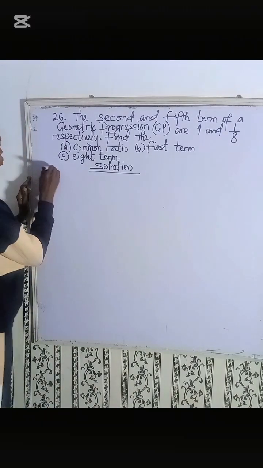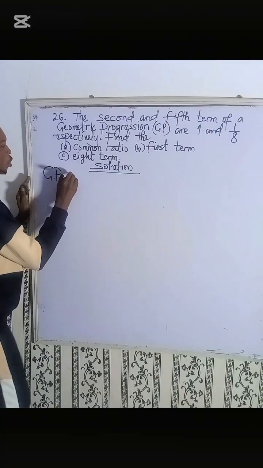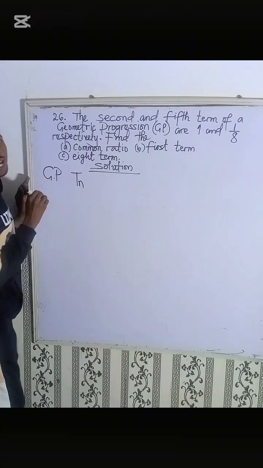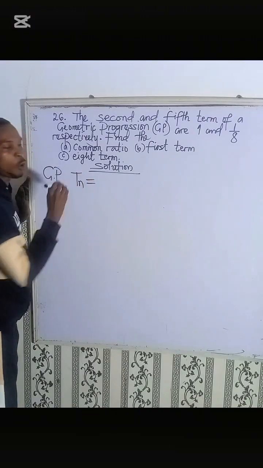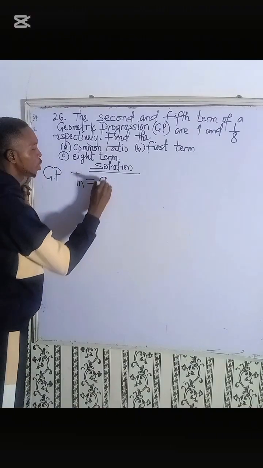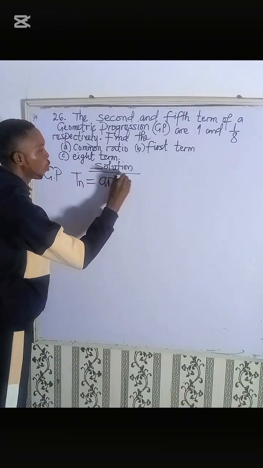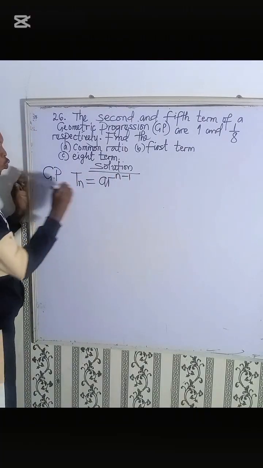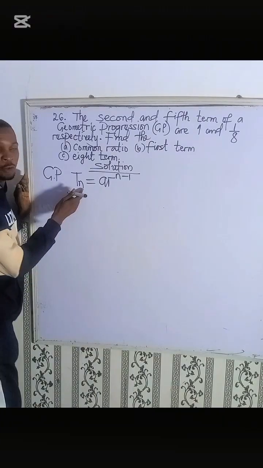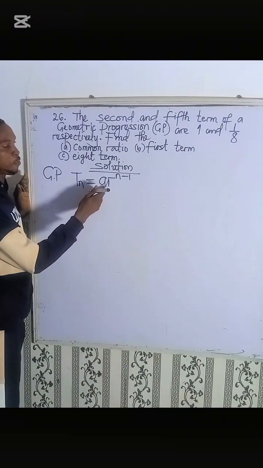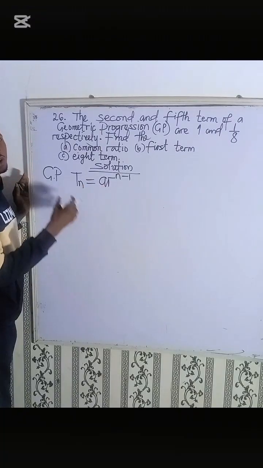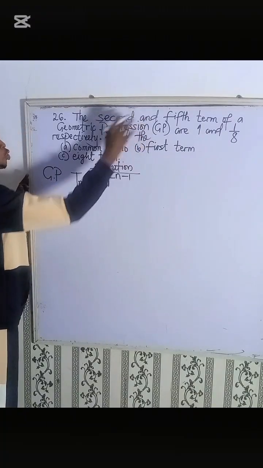First, for a GP, there's what we call the nth term. The nth term of a geometric progression is given as ar to the power of n minus 1, where n is the number of the term, a is the first term, and r is called the common ratio. So let's go back to the question.